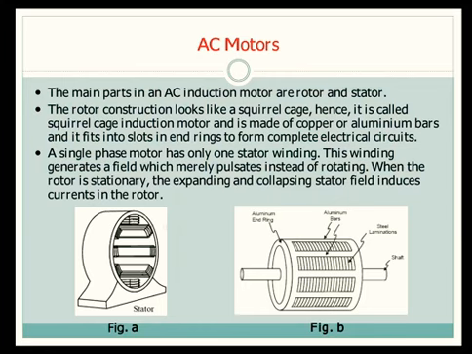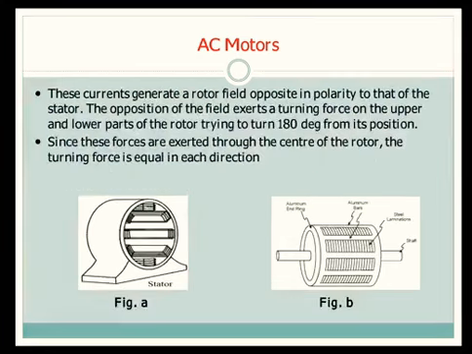The winding generates a field which merely pulsates instead of rotating. When the rotor is stationary, the expanding and collapsing field induces currents in the rotor. These currents generate a rotor field opposite in polarity to that of the stator. The opposition of the fields exerts a turning force on the upper and lower parts of the rotor, trying to turn it 180 degrees from its position. Since these forces are exerted through the center of the rotor, the turning force is equal in each direction.